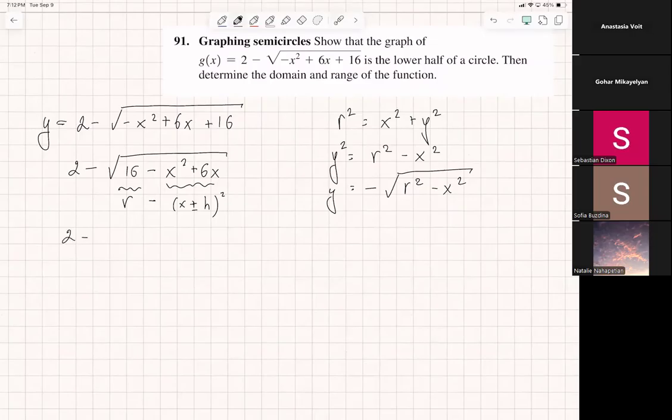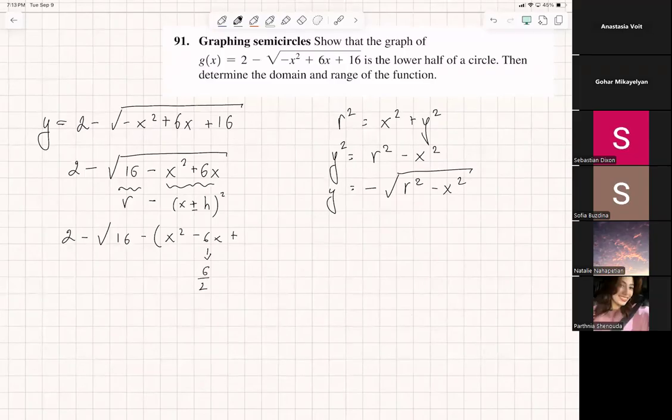Okay, so for that one, I will just try to complete the square. So I have 2 minus the square root of 16 minus, so I have x squared minus 6x plus something. What should this something be? So remember that by the formula for completing the square, we have 6 over 2 squared, right? So that's going to be 3 squared, which is 9, right?